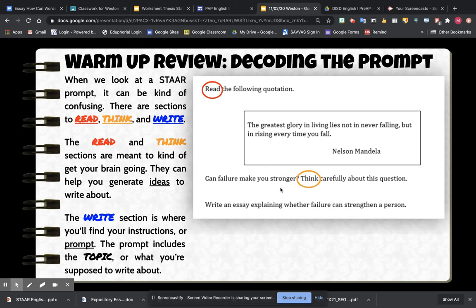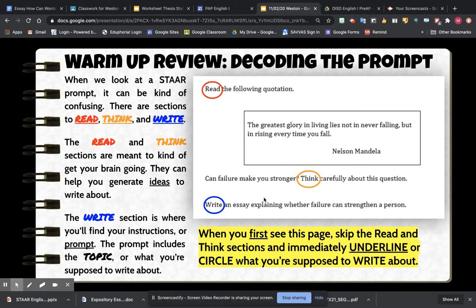Can failure make you stronger? So while this think statement kind of does tie to the prompt, other times it's not exactly close. It ties to it, but not enough, and it can actually lead you to write off topic. So be careful. Even though this is a question, this is not what you're writing about exactly. This is what you're asked to write about: explaining whether failure can strengthen a person. And since this is a whether question, which we'll get into what that means, that's asking you to basically pick a side. Can it or can it not help a person?